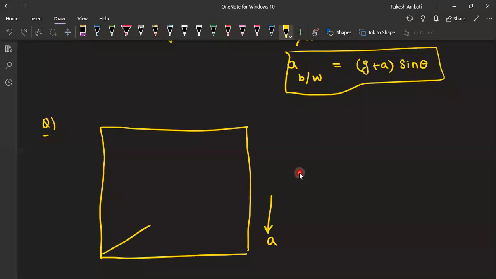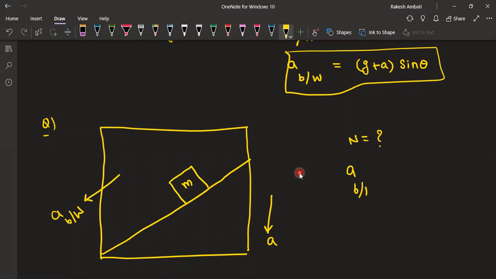Then after it is a wedge. On the wedge we have a block, and the block mass is m. In the question, the block is moving down the inclined plane. So it is the acceleration of the block with respect to the wedge. Now this is the question: you have to find the normal force acting on the block, and you have to find the acceleration of the block with respect to the wedge. So this case you try as a homework.